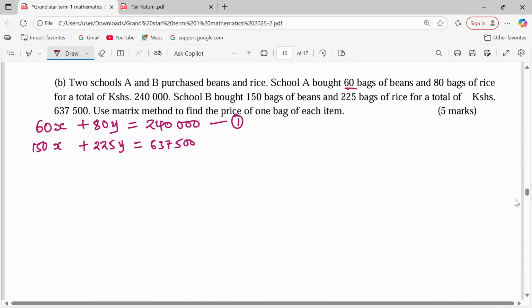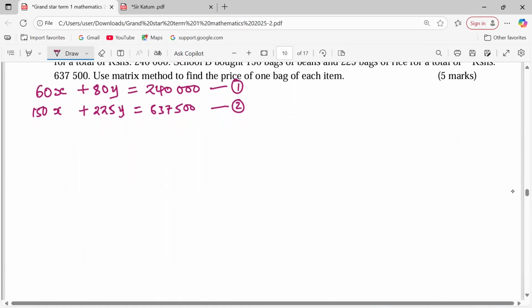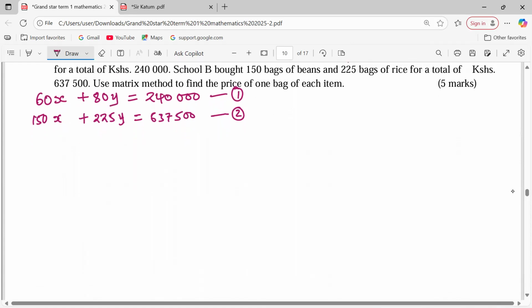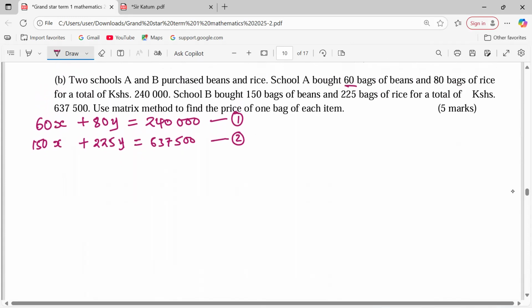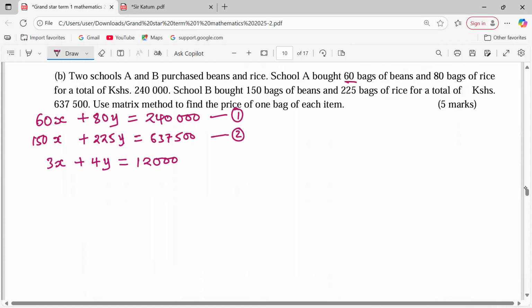Yeah, that gave us 637,500. Okay. So at this point now, we can simplify the equations. The first one can divide through by 20. When you divide the first one by 20, we get 3x plus 4y equals 1200, because we're dividing by 20. So the zero cancels like that.